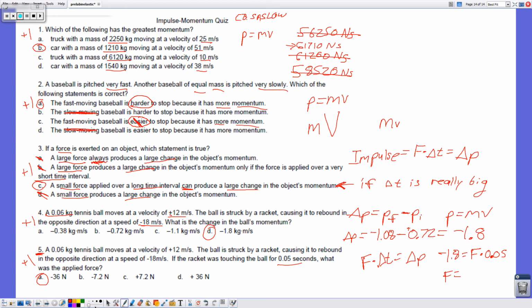This quiz is out of 4 points, so please write their grade out of 4. 1, 2, 3, 4, 5. So I got a 5 out of 4. All right, please do that.